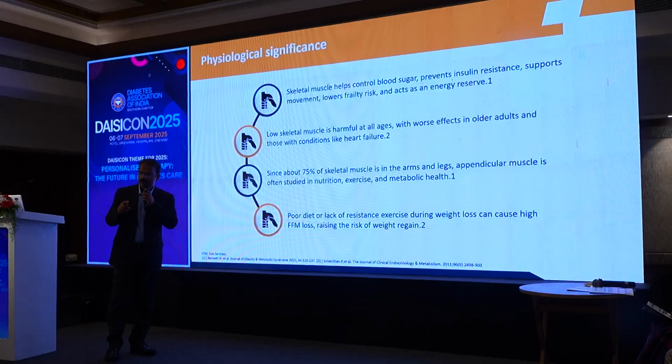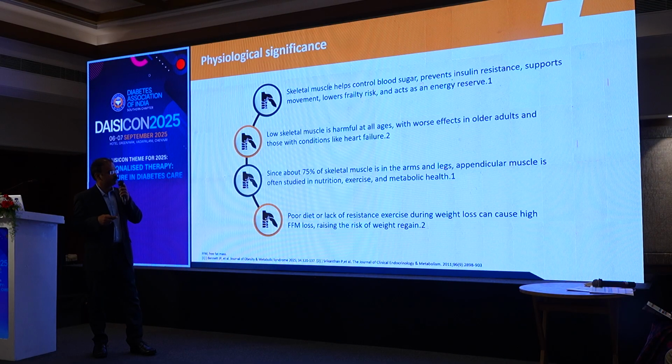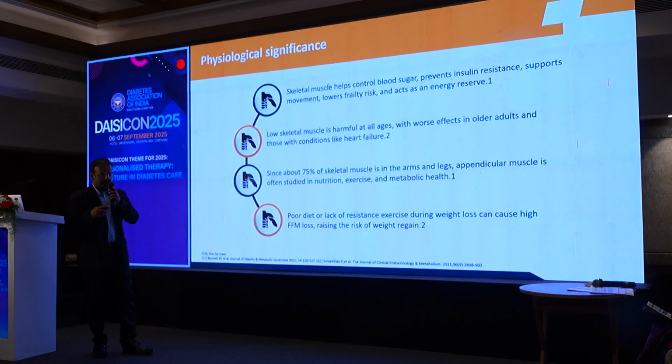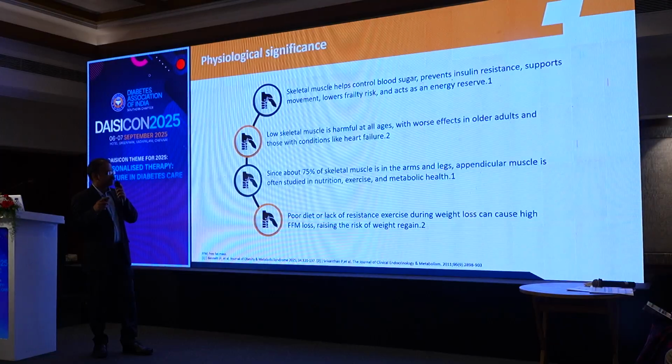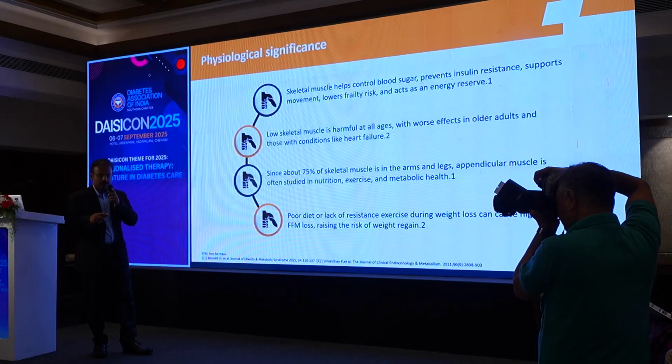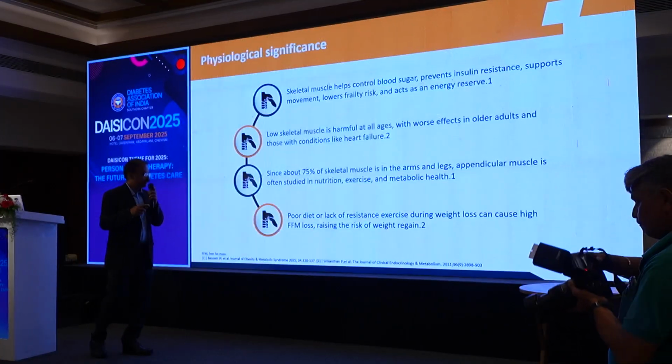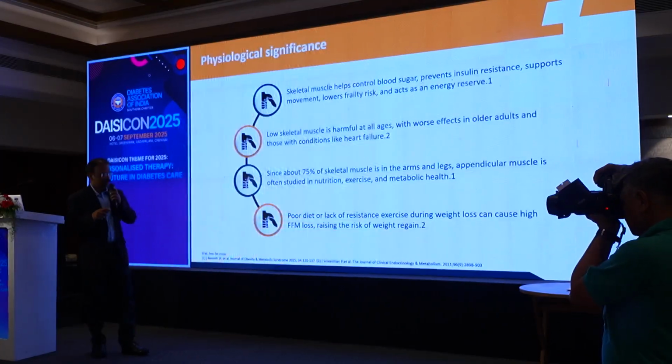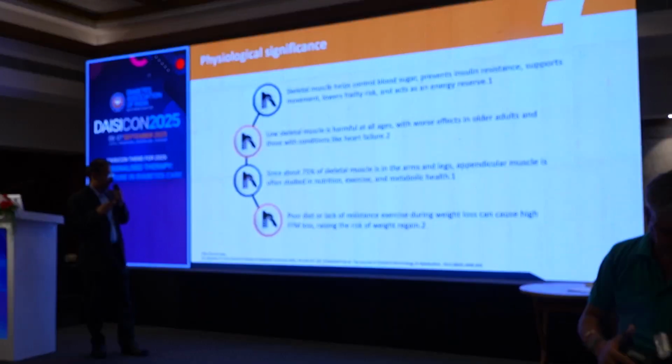Skeletal muscles help with glycemic control to prevent insulin resistance, support movements, lower the frailty risk, and act as an energy reserve. However, when there is a decrease in skeletal mass, there are increased chances of developing heart failure, and 75% of the skeletal mass is present in the arms and legs. And this appendicular mass is often studied in nutrition, exercise, as well as in metabolic health.